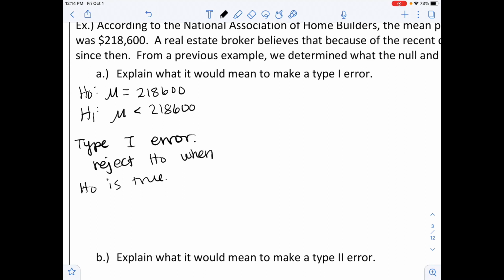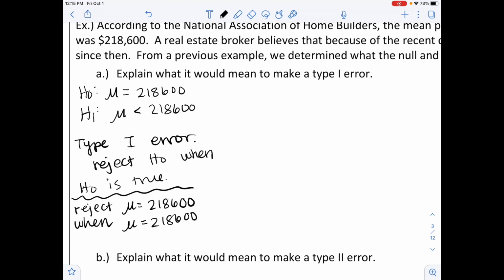So for this problem, this would be reject H naught, and H naught is going to be that the mean home price value is $218,600, when in fact H naught is true. So when mu equals 218,600 is true.